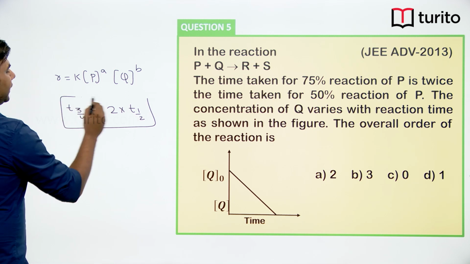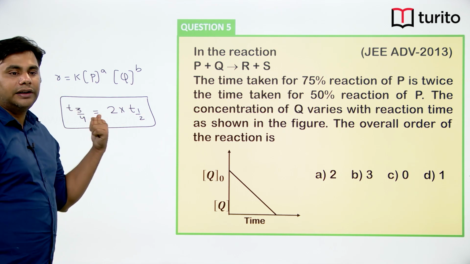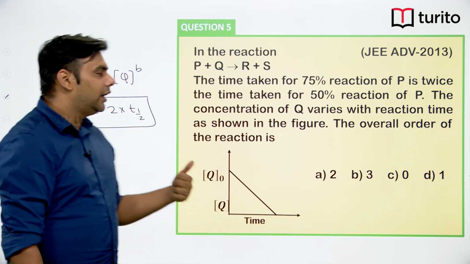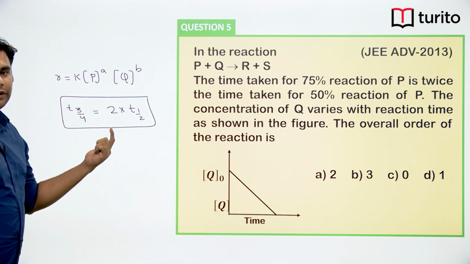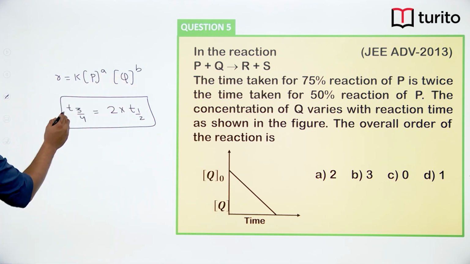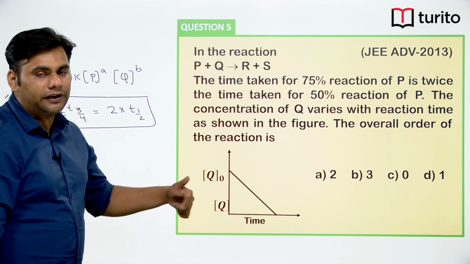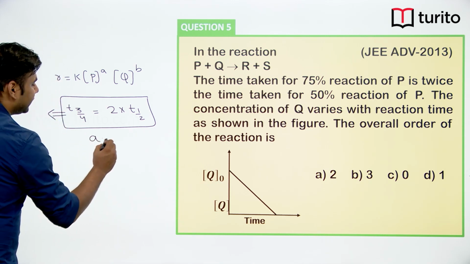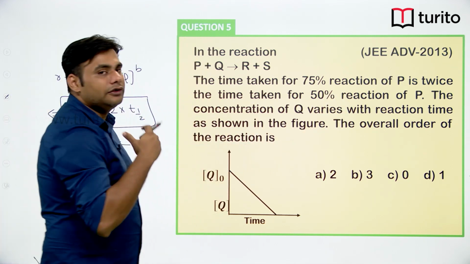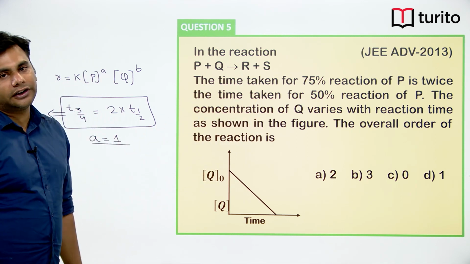We have done this in the previous lecture. I have also told you this is a very important conclusion. This is obeyed only in a first order reaction. In a first order reaction, the time required for 75% completion is always twice that of 50% completion. So this data indicates that the order with respect to P is 1. So the value of a in this case would be 1. This line was written just for us to understand that its order is 1 with respect to P.